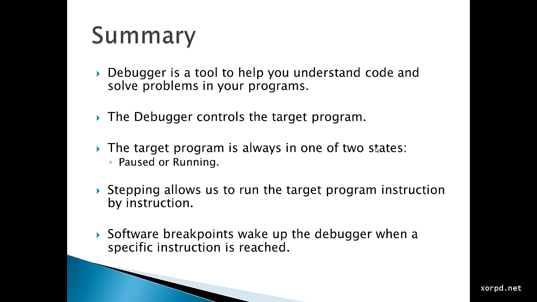Summary of this lesson. We've seen that the debugger is a tool to help you understand code and solve problems inside your program. The debugging process is always about two different programs, the debugger and the target program. The debugger controls the target program. The target program is always in one of two states. It is either paused or running. The stepping feature of the debugger allows us to run the target program instruction by instruction.